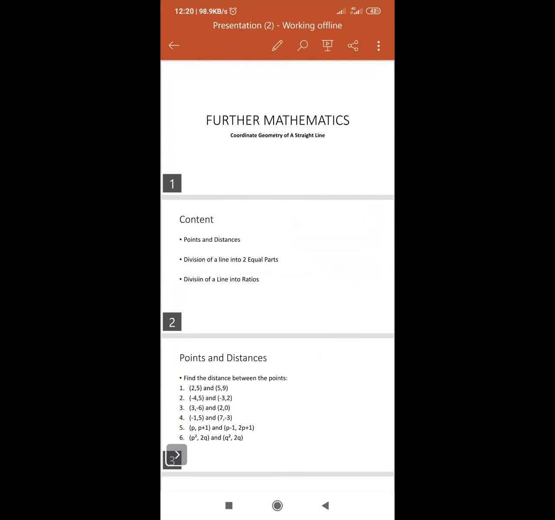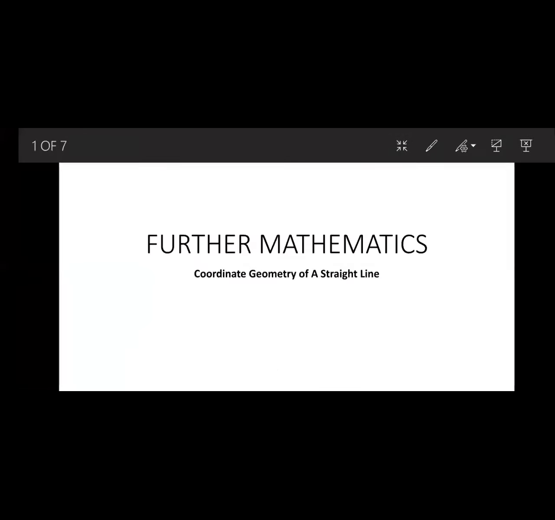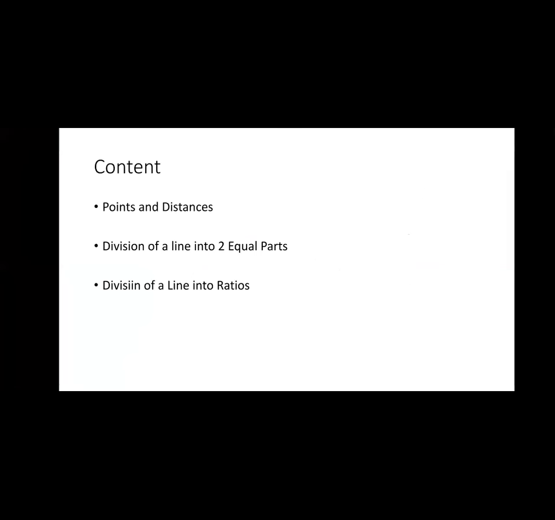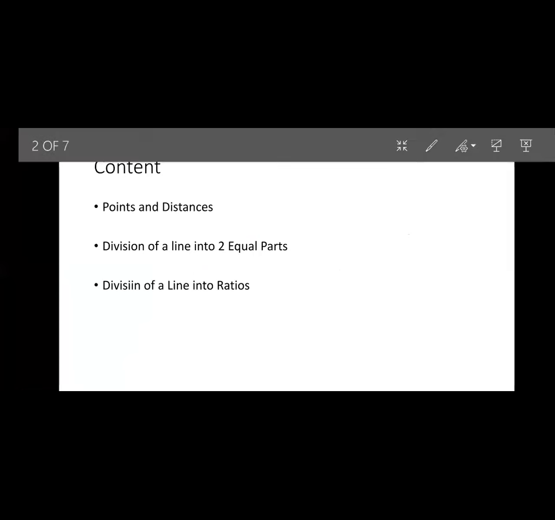Okay, so I want to believe you can see my screen now. For the topic that we said, we want to look at coordinate geometry of a straight line, and the major thing that I want to look at there is points and distances. So when we have points, we have distance.